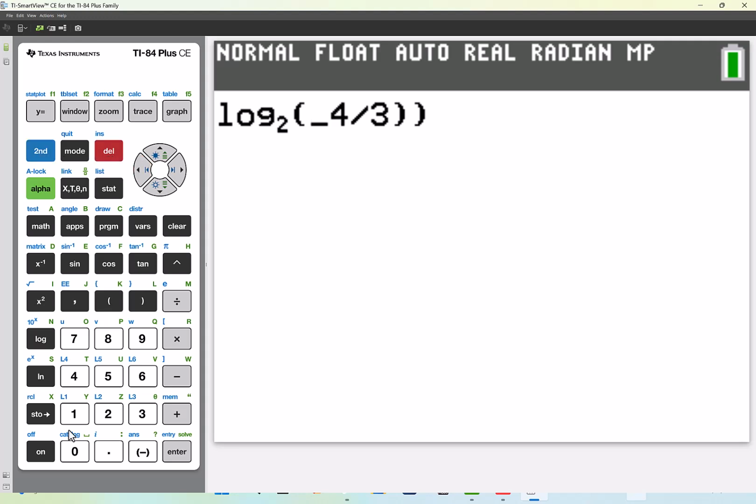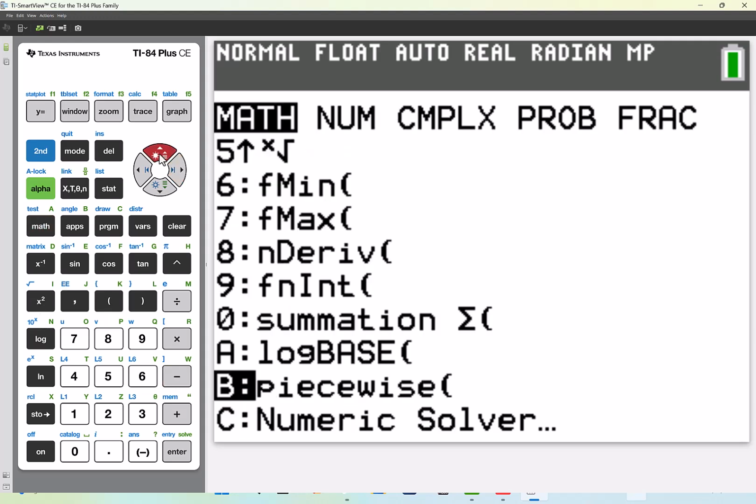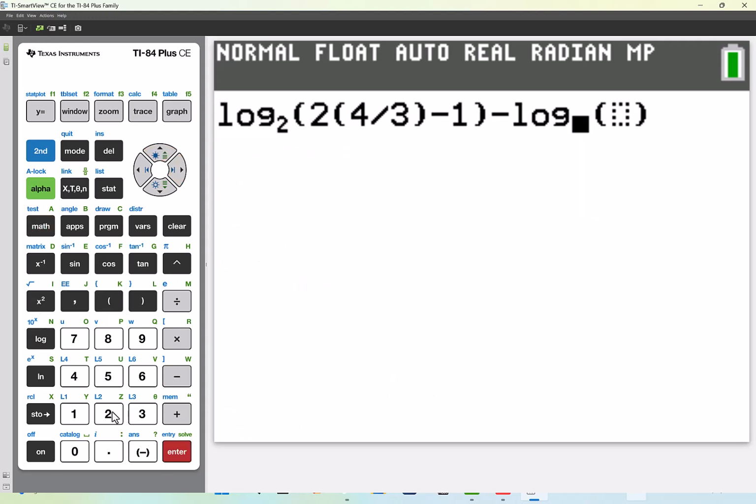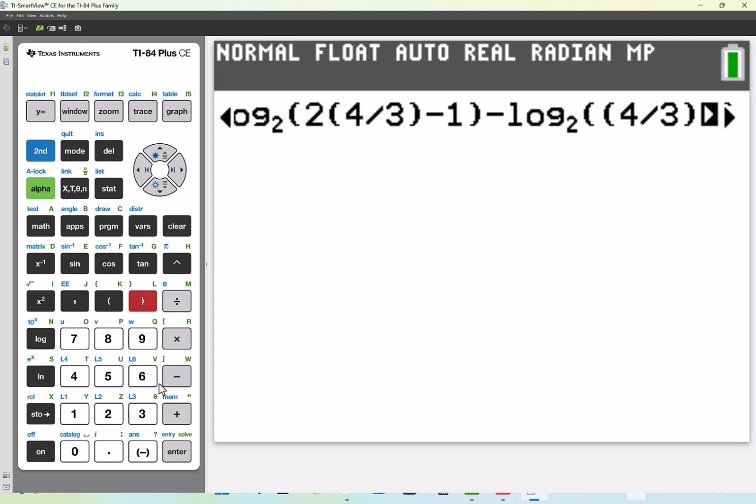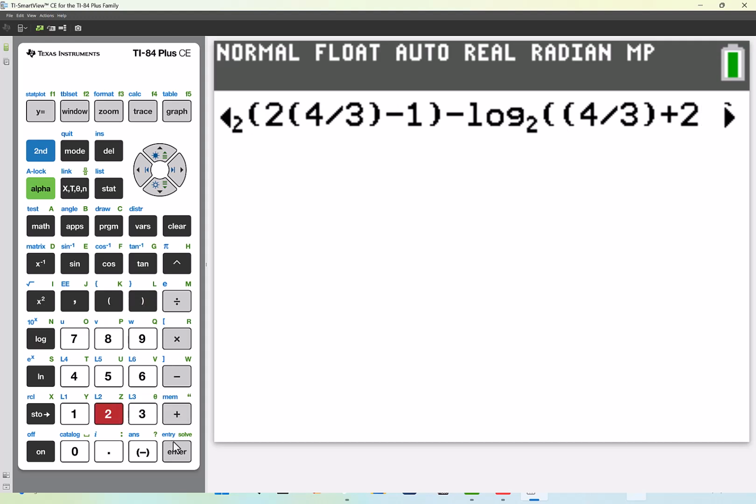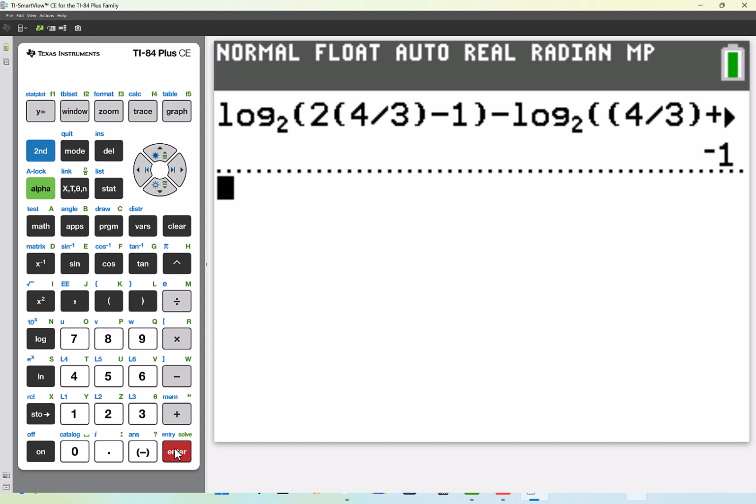Second, insert 2, and then 2 times 4/3 minus 1. And then get out of there, minus math log base 2. And then what did I have on this one? 4/3 plus what? 2. All right, push enter. And there it is. It equals negative 1. It works.